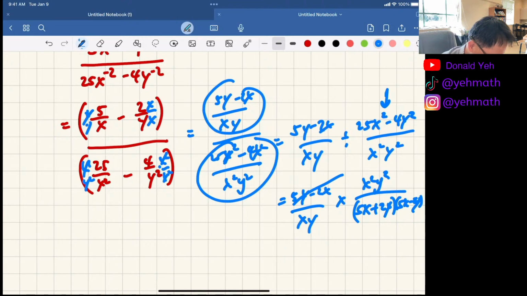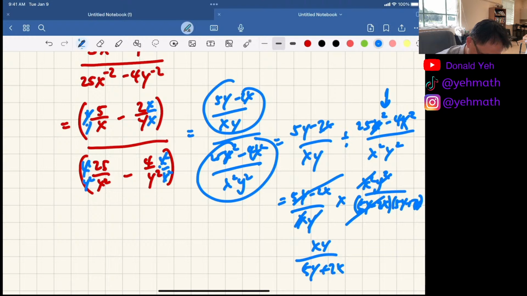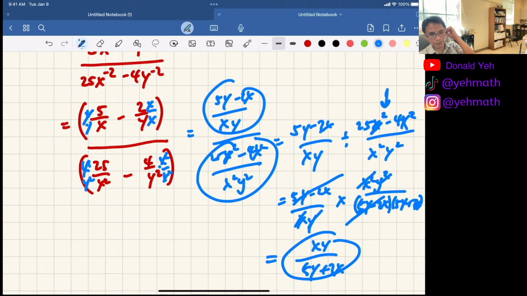I think I messed up something. 5y minus 2x. This is y, sorry. This is y, this is x. So it should have been 5y minus 2x and 5y plus 2x. That's called a difference of squares. So this cancels out, this cancels out, this cancels out. So it'll be xy over 5y plus 2x. And that's why I said the answer is wrong, because the answer says 5x plus 2y.